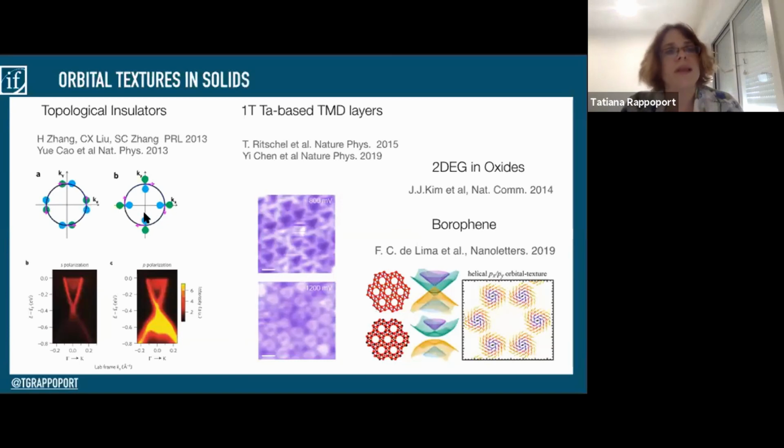So not only in topological insulators, but also in 2D electron gases in the interface of oxides, they are suggested to exist in novel 2D materials like borophene, for example. And they were also observed in real space in tantalum-based 1T TMD layers. So if we think that orbital textures can be connected to the generation of orbital currents, that might be plenty of different materials to try this out, right?